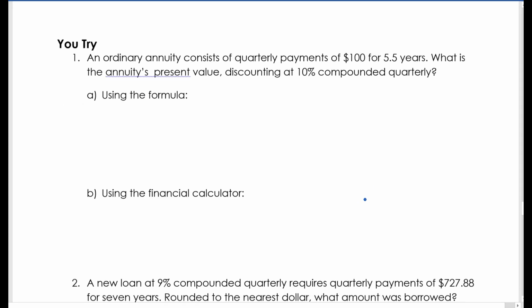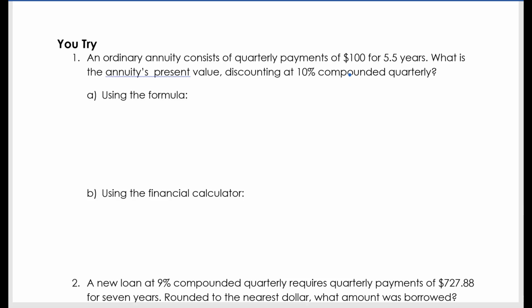Okay, so again, I want you to try something. Try it yourself. In this case, I want you to use the formula and use the financial calculator, so it's getting you to practice doing both. The more you get used to using the calculator, the better it will be. An ordinary annuity consists of quarterly payments of $100 for 5.5 years. What was the annuity's present value, discounting it at 10% compounded quarterly? So quarterly payments, 10% compounded quarterly for 5.5 years.